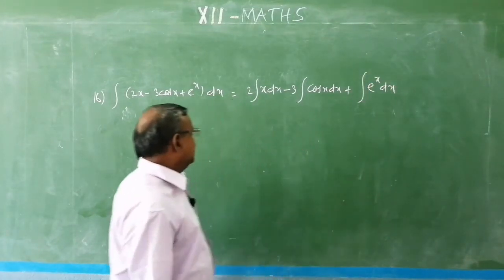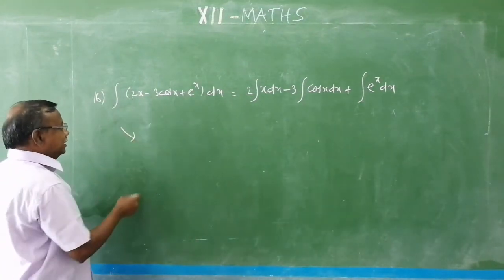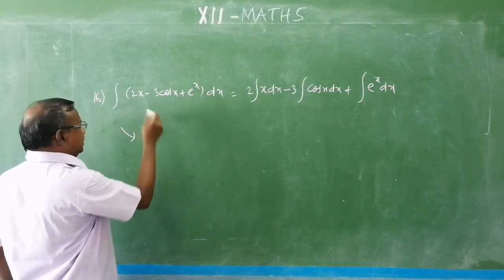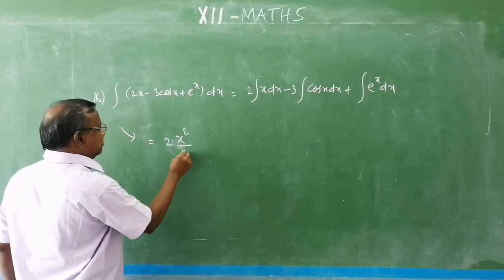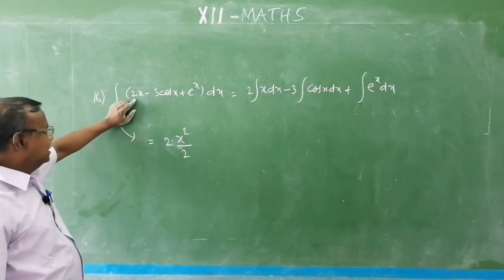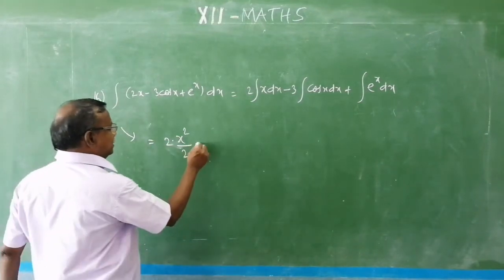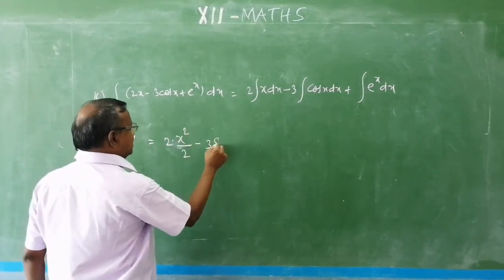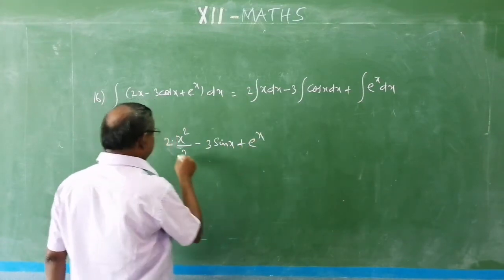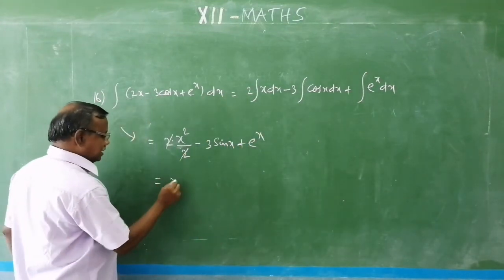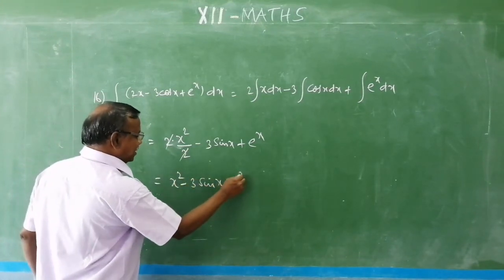You can do it like this and then integrate, or otherwise directly integrate. 2x becomes 2 into x square by 2. The multiplying constant comes as it is. Integrating x, we have x square by 2, minus 3 into integrating cos x, which is sin x only, plus integrating e power x. So the final answer is x square minus 3 sin x plus e power x plus c.